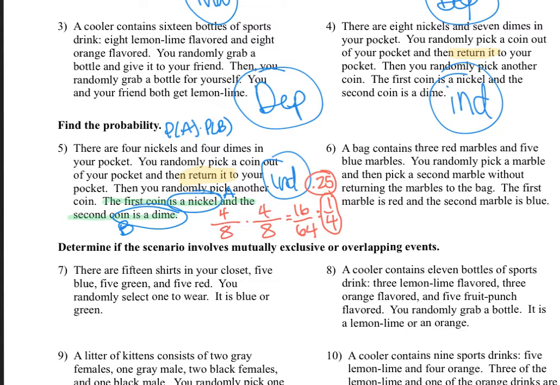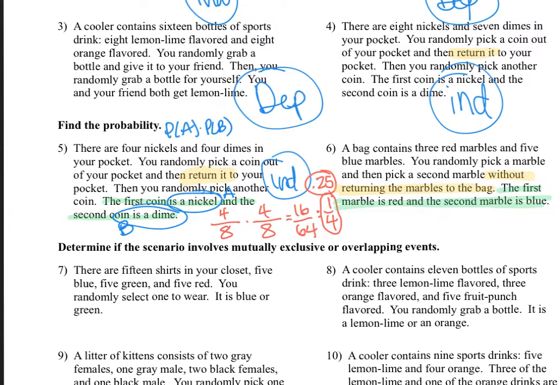All right, number 6. A bag contains 3 red marbles and 5 blue marbles. You randomly pick a marble and then pick a second marble without returning the marbles to the bag. The first marble is red and the second marble is blue, okay? So key word here, without returning the marbles to the bag. Let's go ahead and make this consistent. Say without returning to the bag. And then my question is the last one. Find the probability that the first marble is red and the second marble is blue.